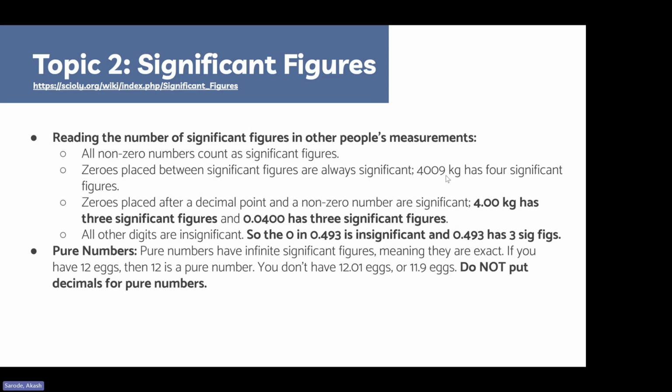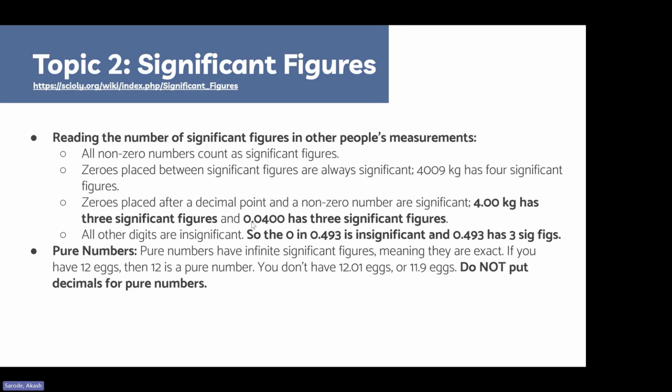So like in 4009, in that number, 4 is a significant figure and 9 is a significant figure because those numbers are non-zero. And if a 0 is placed between significant figures, so the 0 is placed between the 4 and the 9, those have to be significant according to this rule. And the last rule is that if you have a 0 placed after a decimal point and a non-zero number, then those zeros are significant. So in this number 4.00, these two zeros are significant because they're placed after a 4.